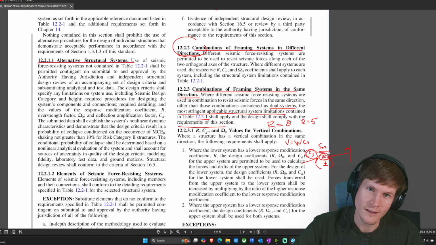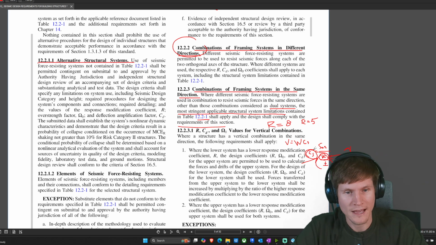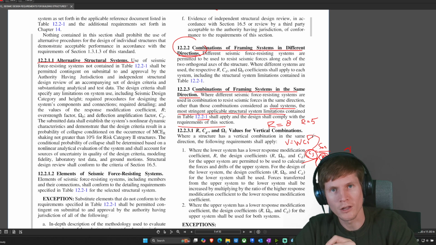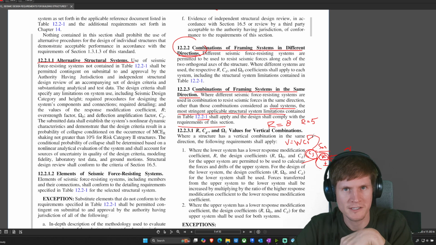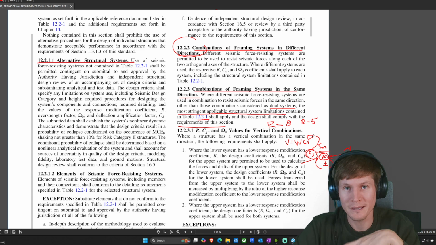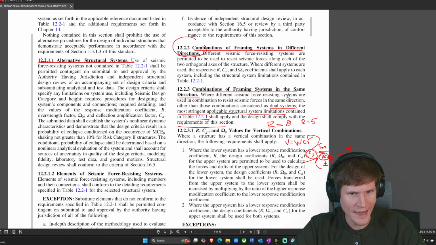The larger your R value, the smaller your C sub S, and now that your C sub S multiplies by your seismic mass, the smaller the seismic design force. Big R, smaller seismic design force. Little r, bigger seismic design force. So with that knowledge, the most stringent applicable structural system limitations means the smaller r is what we need to use to design our system.